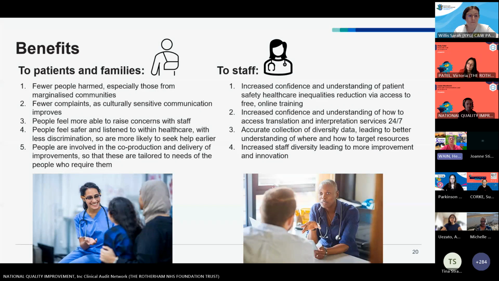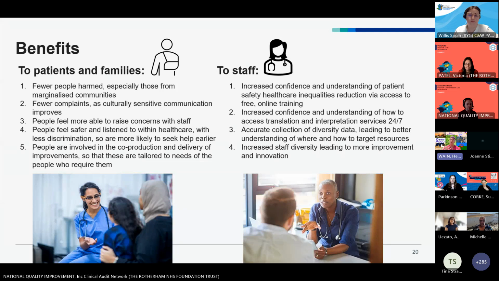Reducing patient safety healthcare inequalities may feel like an additional ask in an already stretched environment. However, there are some really significant benefits to these relatively small changes that are intended to reduce rather than increase workload. These benefits will affect patients, staff, organisations and systems. And so we've presented here those focused specifically around patients and families and those focused on staff.